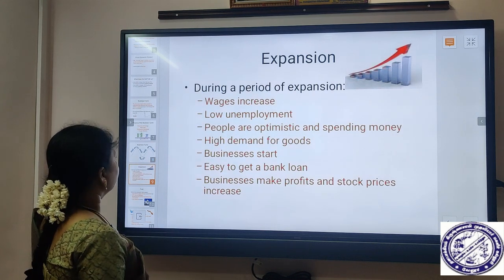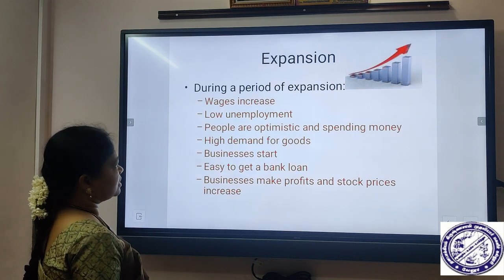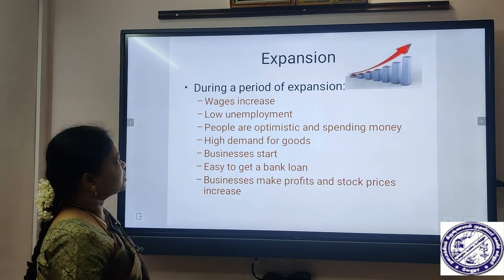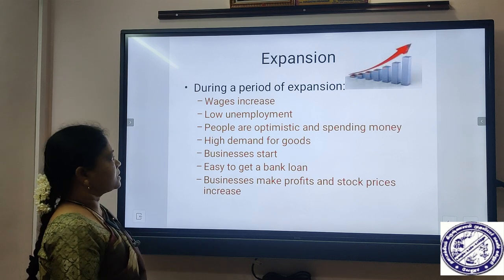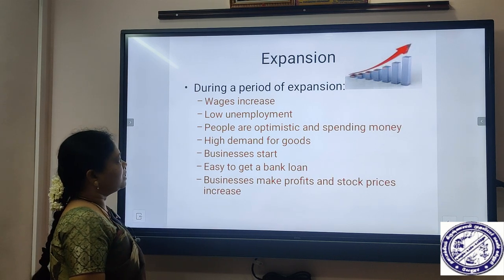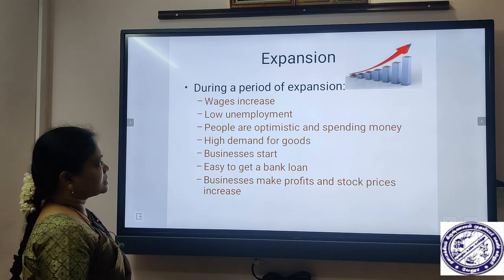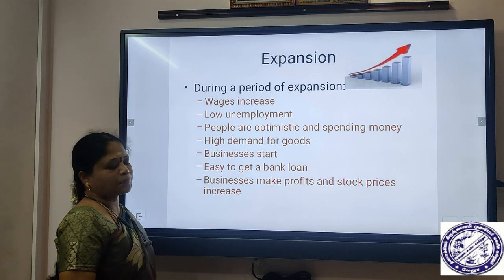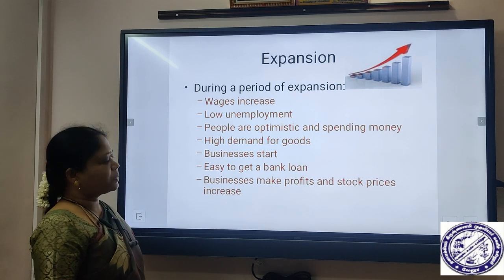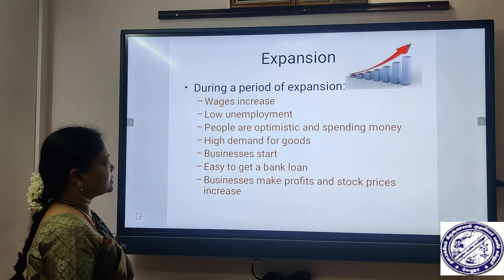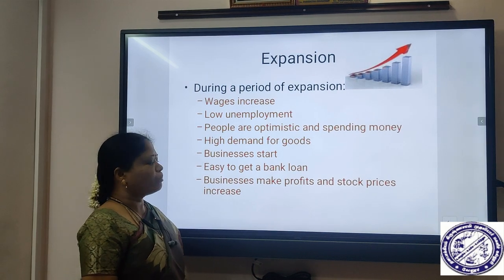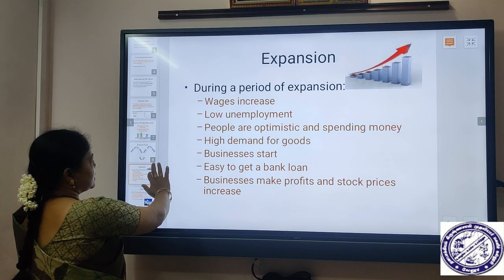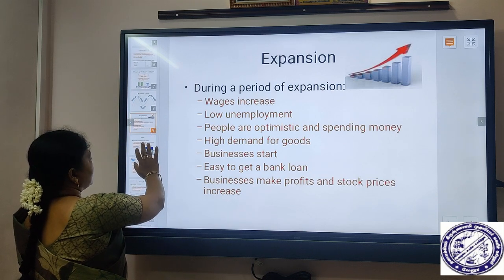Then coming to the first phase, it is about expansion. What will be the nature of the economy during the expansion phase? Wages will increase, employment will be at a higher level, people will be optimistic, that is, unemployment will be very minimal in the economy. People will be optimistic and spending more money. Demand for goods will be higher, businesses will start, it will be easy to get more bank loans and businesses will be making more profits so that the stock prices will be increasing.